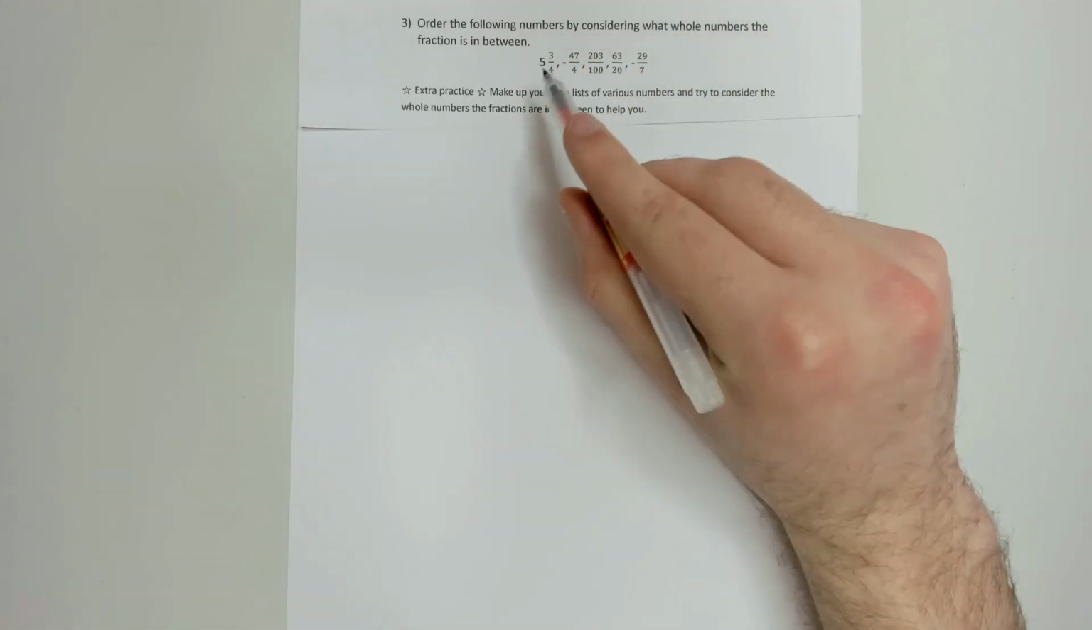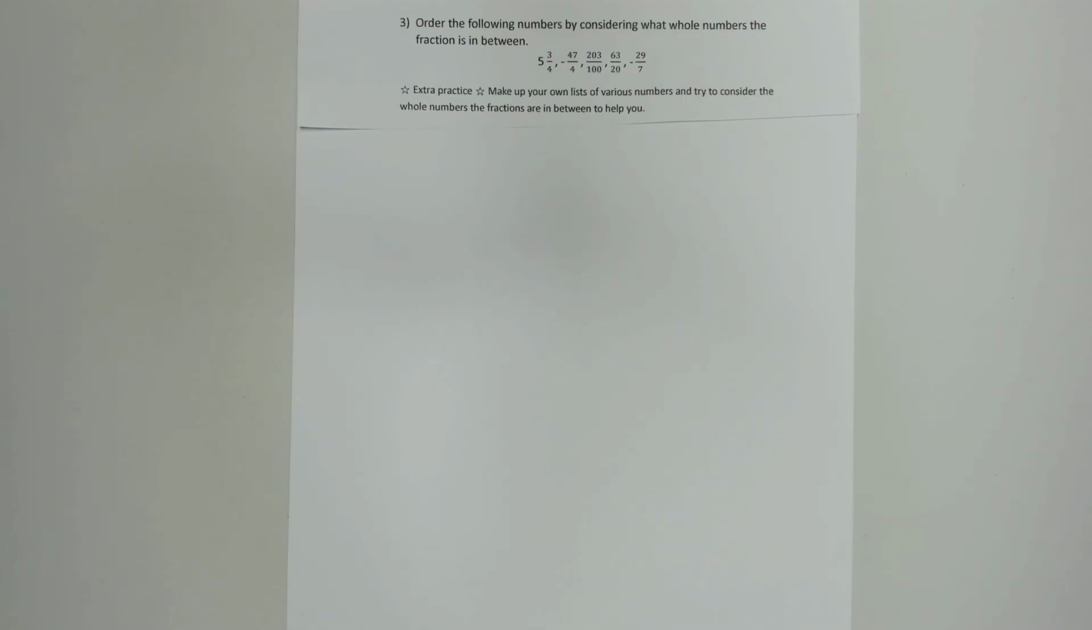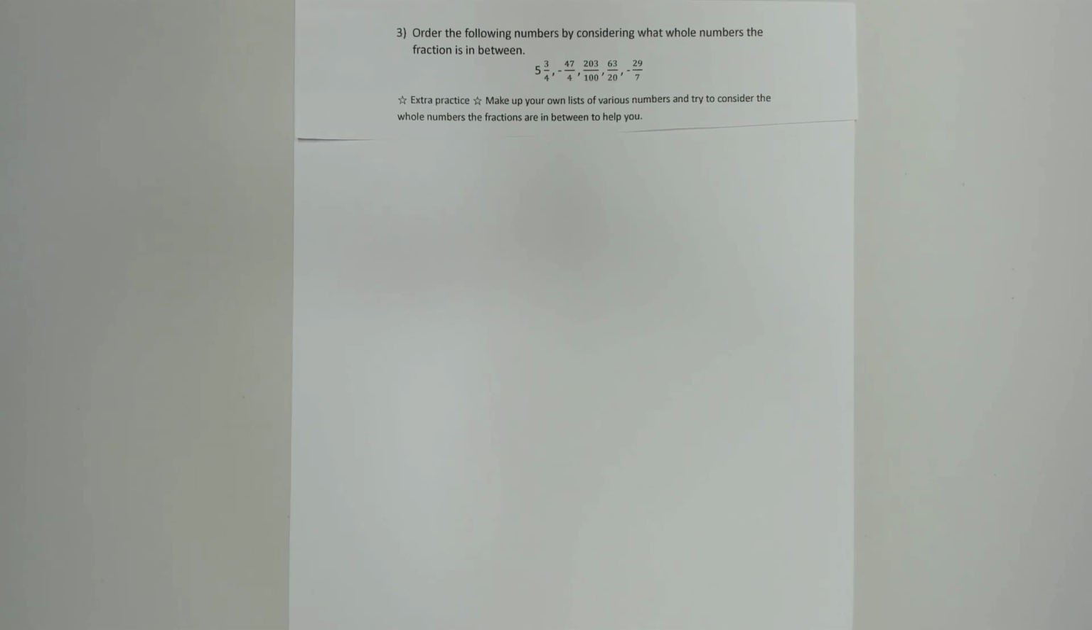All right, so we have ordered the following numbers by considering what whole numbers the fraction is in between. So this technique's a little different, and we didn't really explicitly talk about it in the lecture video, but it's still something that I think is really important to be able to have just so that you can start to intuitively work on these problems a little better.